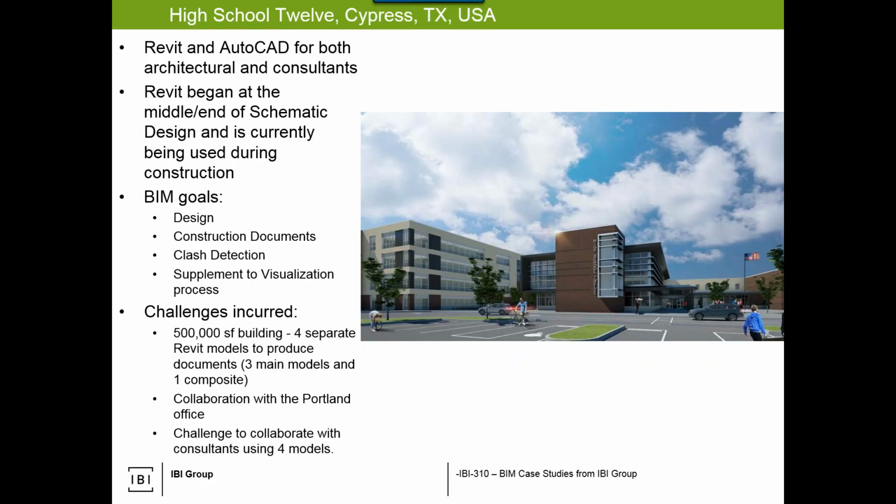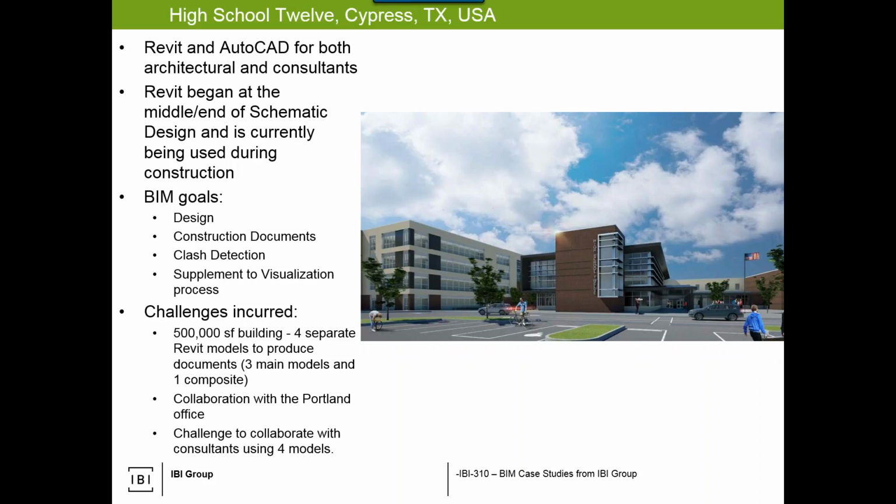Revit and AutoCAD were both at play here. We'll have a lot of projects like that as well, where not all the projects are being done using a BIM application. Some will have a fusion of Revit for some or all of the disciplines, yet you might still have 2D information that needs to be shared and understood as well. Revit began around the middle to the end of schematic, and now it's in construction. The BIM goals, again, were your standard: do your design, build your contract documents, use visualization to understand what you're seeing, and then focus on clash detection as well.